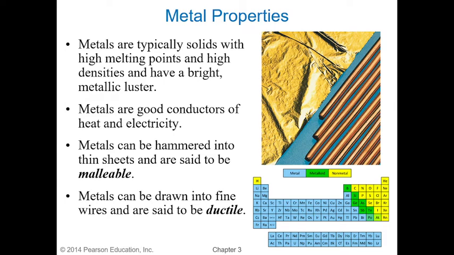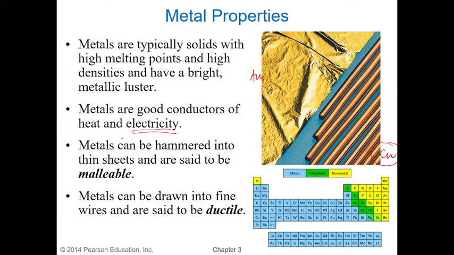So let's look into the different properties or characteristics of our classifications of elements. Let's start with metals. Metals are typically solid with high melting points and high density, and have a bright metallic luster. For example, this is gold leaf and this one is copper. This one is gold, Au, and this one is copper, Cu. Metals are also good conductors of heat and electricity, especially copper. We all know that our electrical wirings are made of copper.